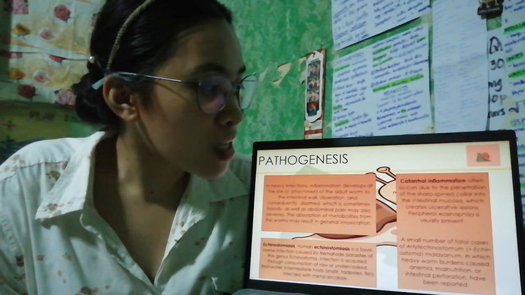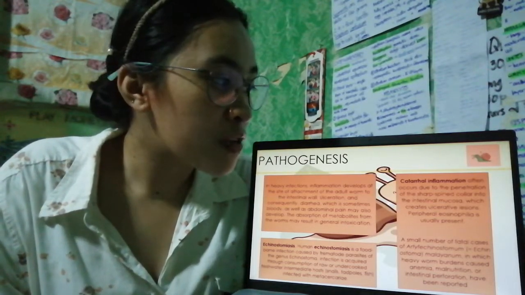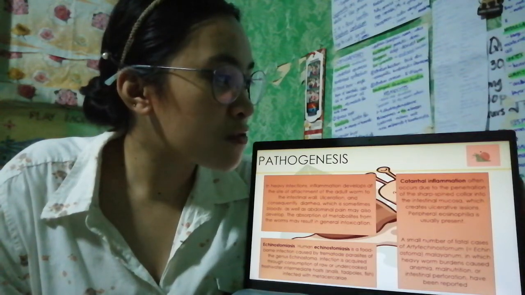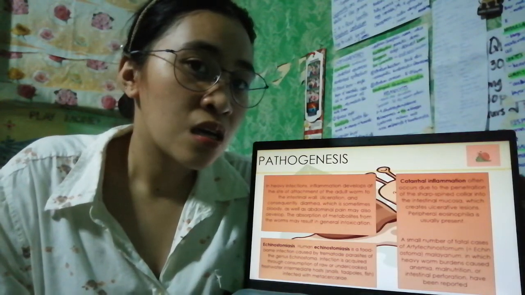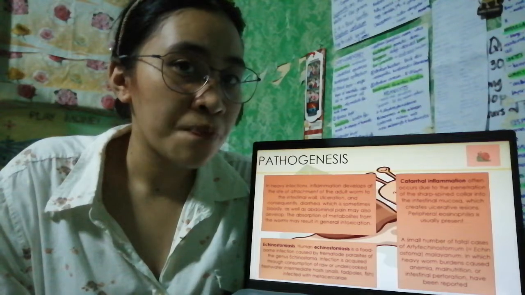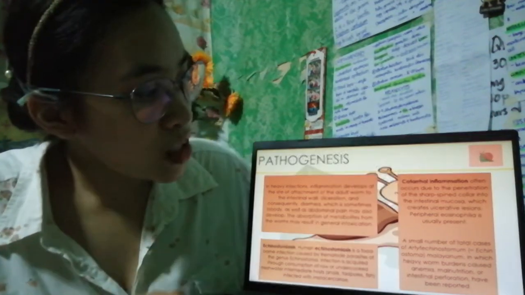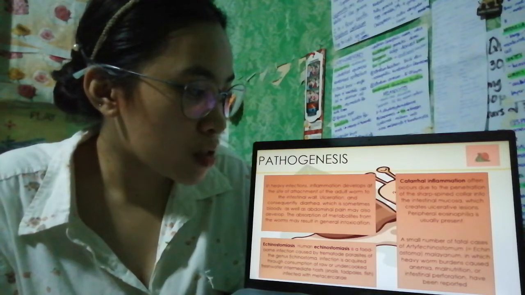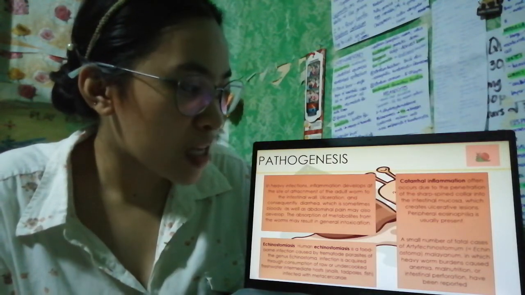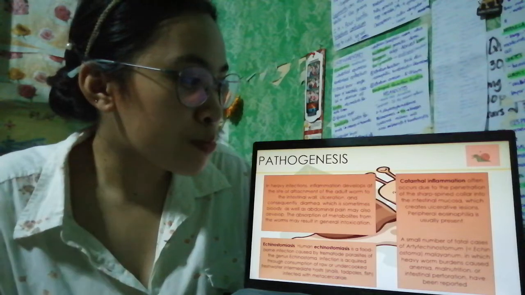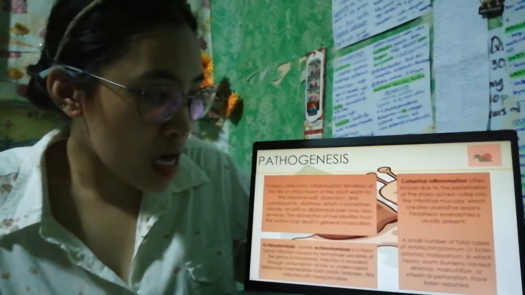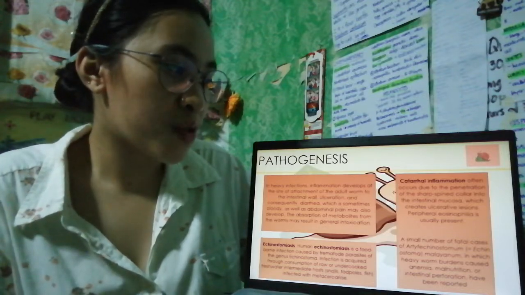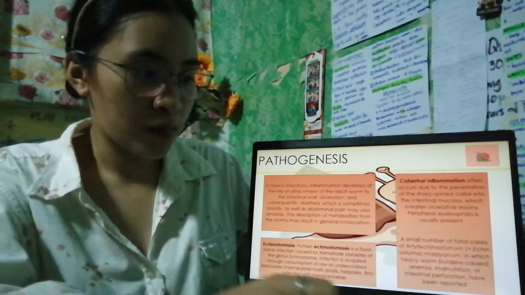If peripheral eosinophilia is present, catarrhal inflammation from the parasite Echinostoma ilocanum is possible. A small number of fatal cases of Artyfechinostomum malayanum, in which heavy worm burdens caused anemia, malnutrition, or intestinal perforation, have been reported.